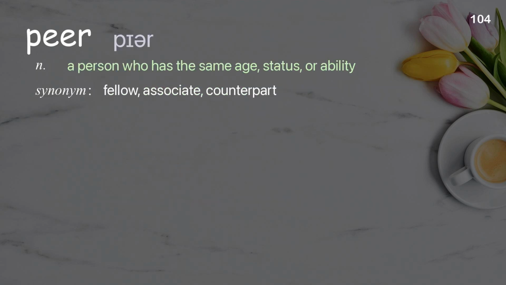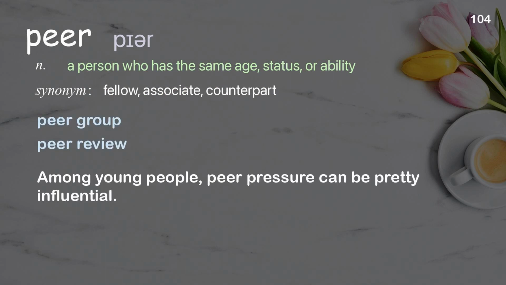Peer. A person who has the same age, status, or ability. Examples. Peer group. Peer review. Among young people, peer pressure can be pretty influential.